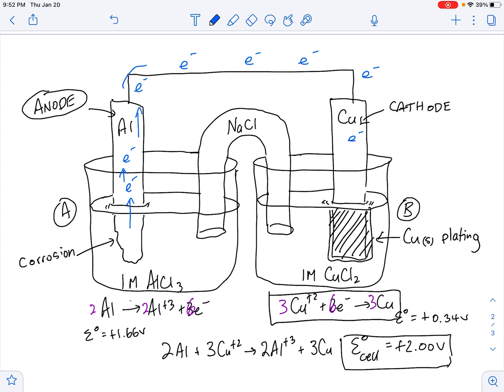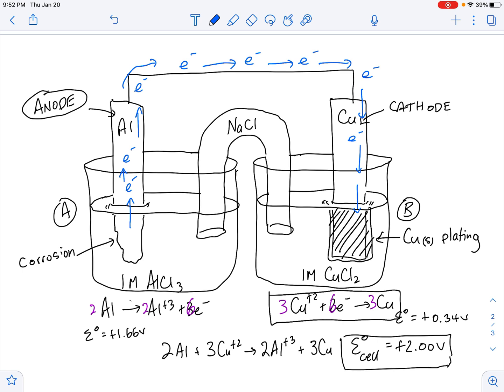from the aluminum. They're going to go through the wire, and they're going to be going down the wire, down the copper electrode, which is the cathode, and they're going to go down to where the copper ions are reducing. They jump on the copper ions, they reduce right then and there. So electrons are going from the anode to the cathode, and they always do. They always go from the anode to the cathode.